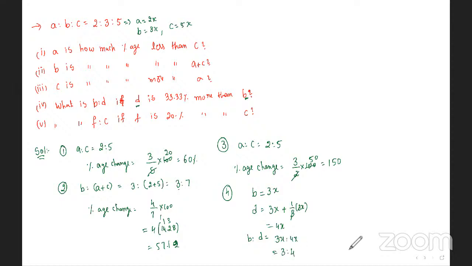बट लेकिन यहाँ इतना प्रोसेस करने का जरूरत नहीं है. How would I write this? See here, this is very important. B is to D मैं पहले ही लिख देता हूँ. ठीक है? Right? Now D is 33.33% more than B. Right?